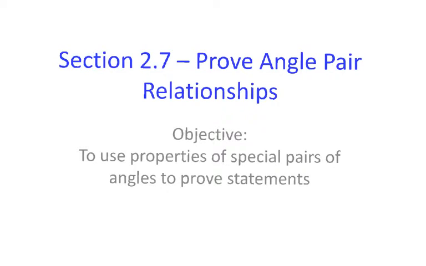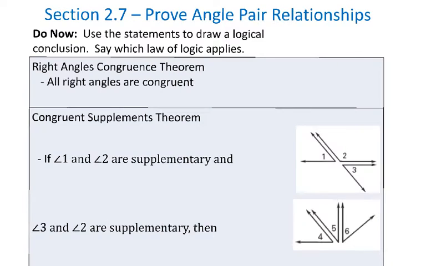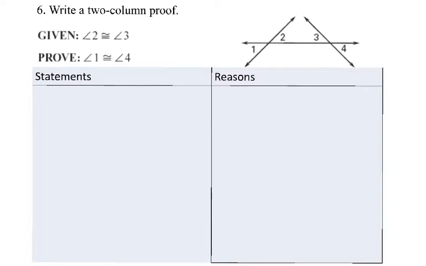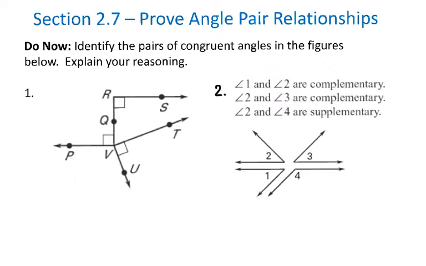Alright, all geometry students, this is section 2.7, part 2 of Prove Angle Pair Relationships. So I'm going to flip through again until we get to where we ended last time. Okay, so here we are.